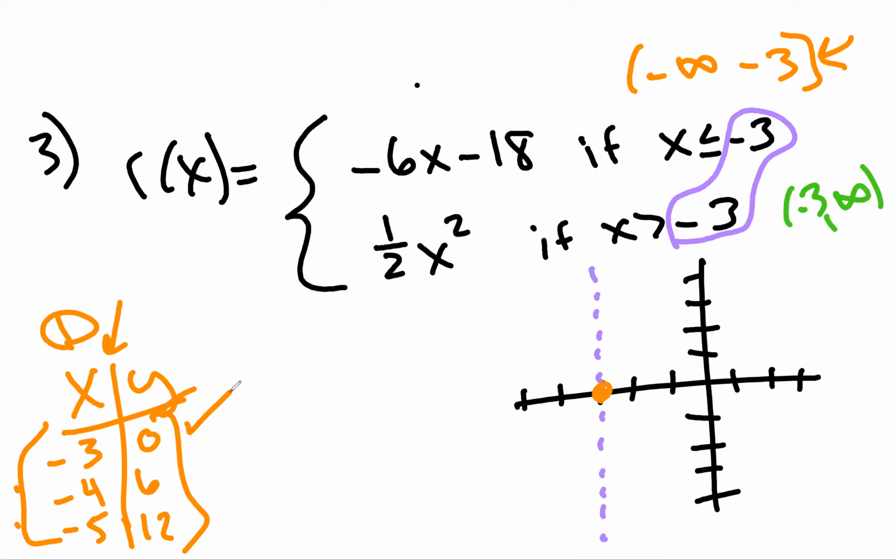The next one is going to be (-4, 6). So I'm going to scooch over 4 and go up 6, so probably right here, I guess. And then I'm going to have (-5, 12). Clearly, I don't have enough space for that, but if I did, it would probably be way up here.